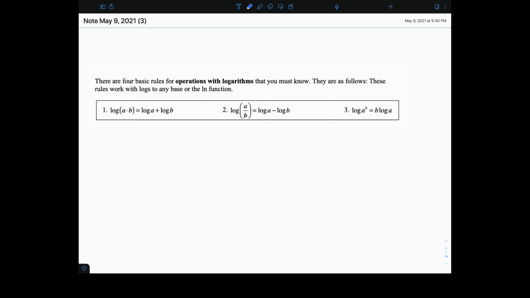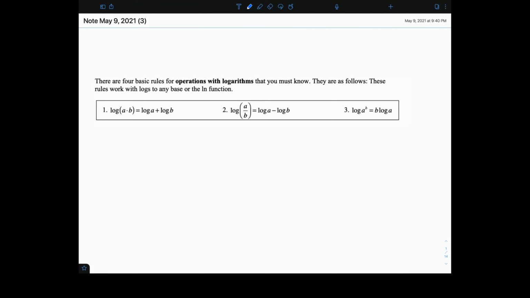All right, guys. Today we're going to be talking about logarithmic functions. Let's get started. There are four basic rules for a logarithmic function that you must know. These are the following. These rules work with any logs to any base or the natural log function.